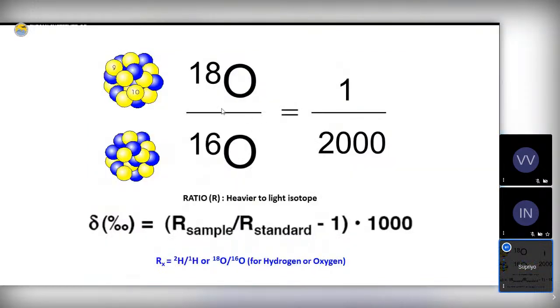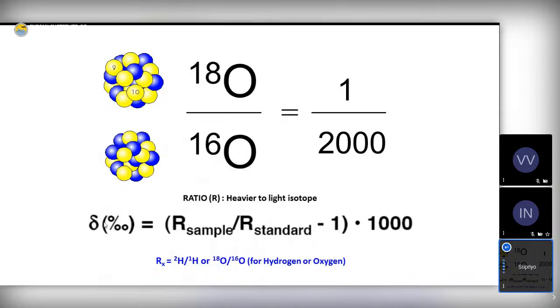The isotopic ratio is very small. That is, if we measure the 18O by 16O ratio, it is about 1 by 2000. That means for every 2000 16O, there is only one 18O. So it is a very small amount. However, this can be measured very accurately using a machine called a mass spectrometer.